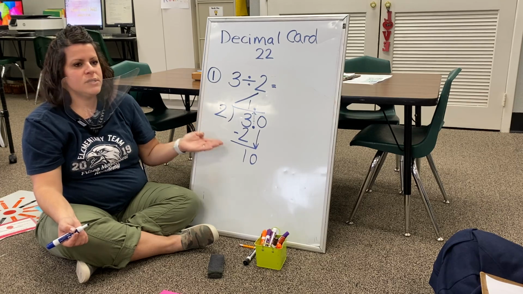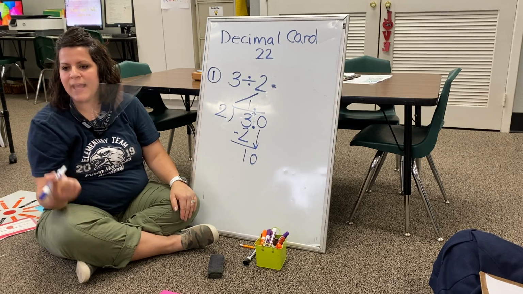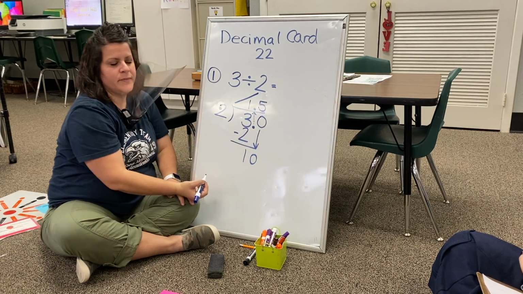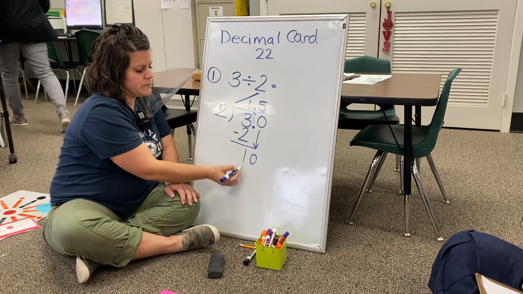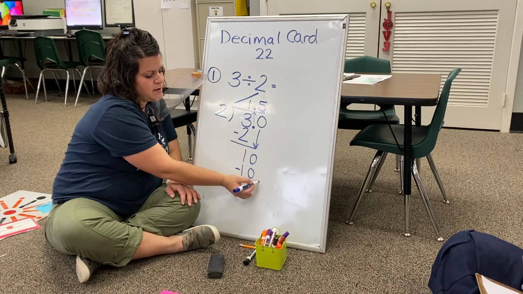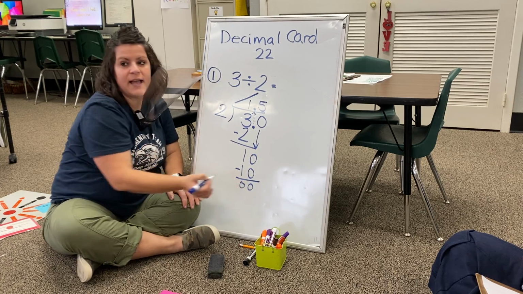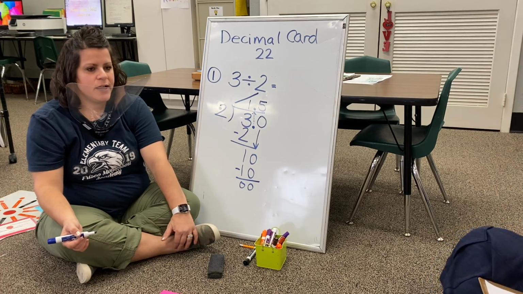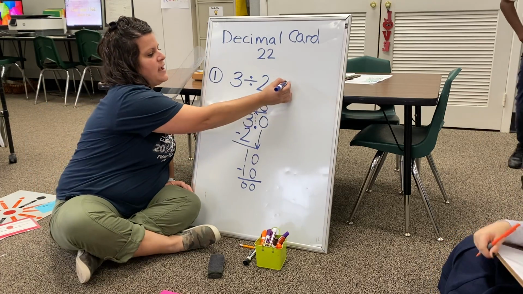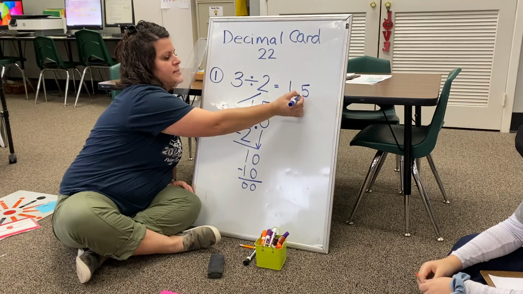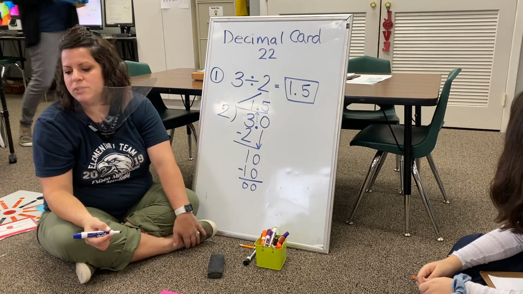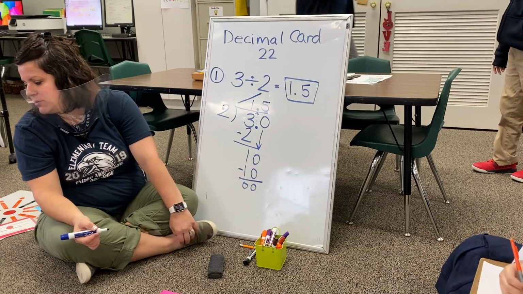So 2 times what number gives me 10? Sharp? 5. 5 times 2 is 10. Subtract, and I have a remainder of 0. Now I am done. So 3 divided by 2 is 1.5. Box your answer so I know that that is your final answer.